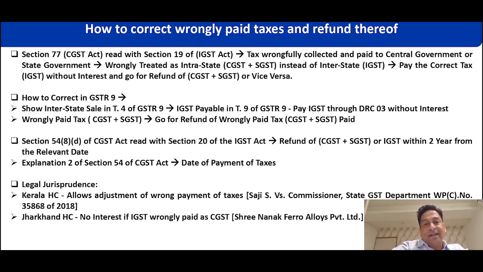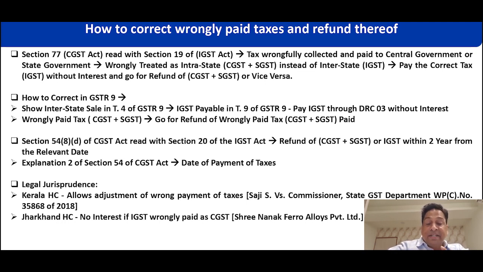In this regard, there is also legal jurisprudence, a certain judgment: the Kerala High Court judgment in the case of Saji S. It allowed that if you have paid the taxes wrongly, it can be adjusted. But these are litigation, and they help only the petitioner who has filed the writ petition.